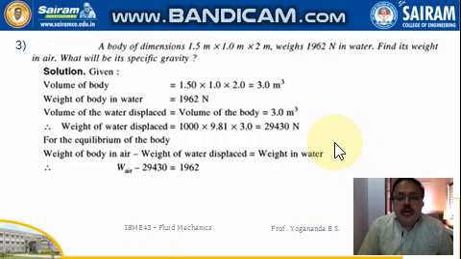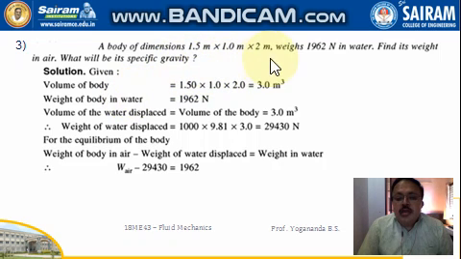Some more problems on weight density, mass density, specific gravity. So here a body of dimension 1.5 by 1 meter by 2 meter is weighing 1962 Newton in water. Find its weight in air. What will be the specific gravity?